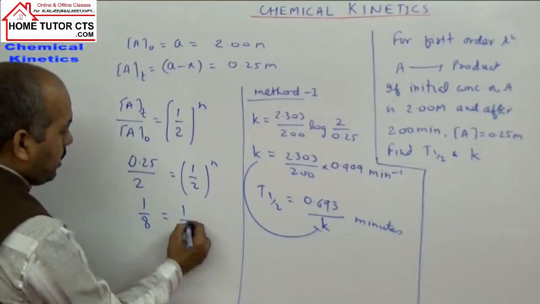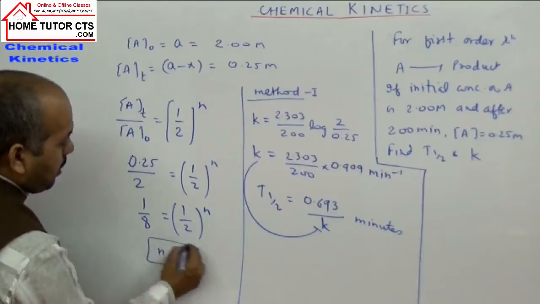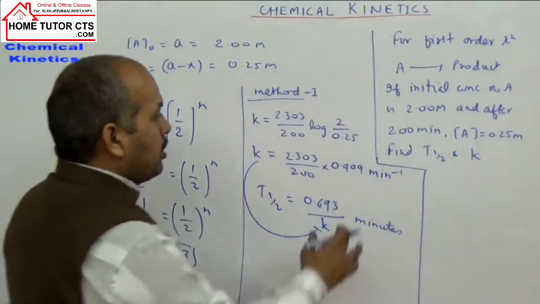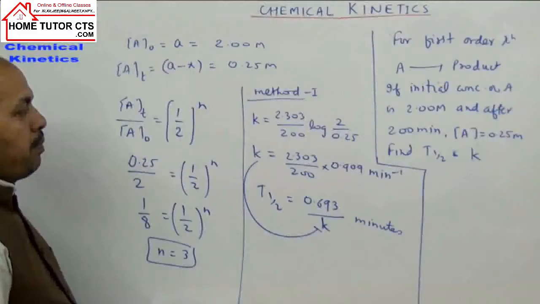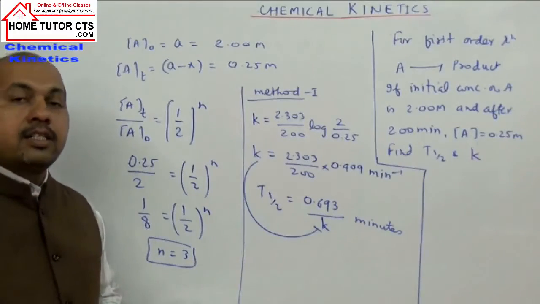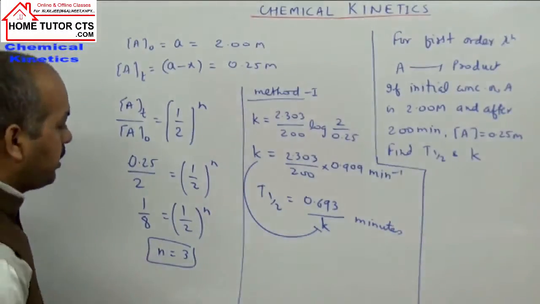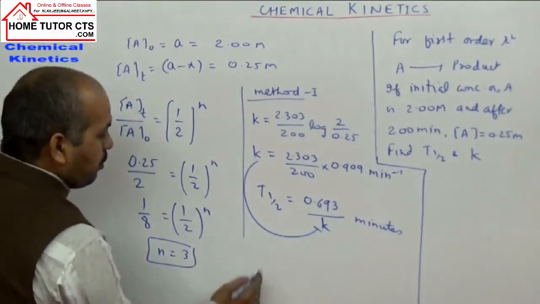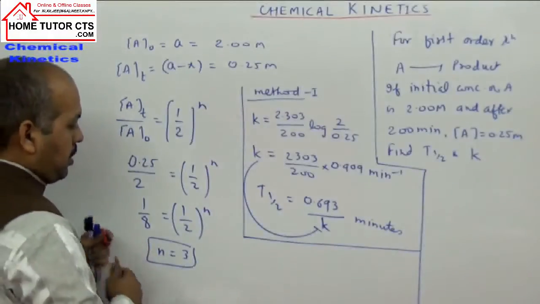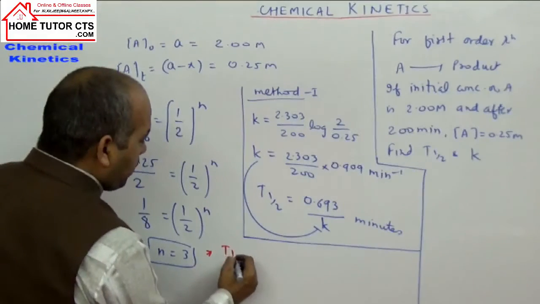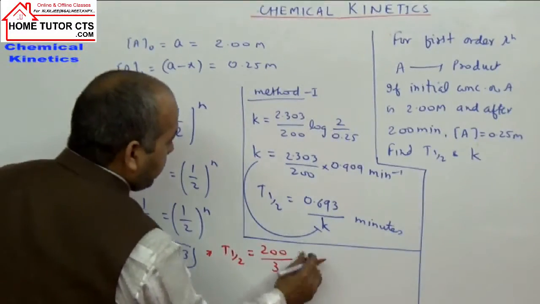So 1 by 8 I can write as 1 by 2 power n. From here, n is how much coming? 3. So the time taken, 200 minutes, is 3 times the T half. What is T half of the reaction from here on solving? T half of the reaction will come as 200 by 3 minutes.